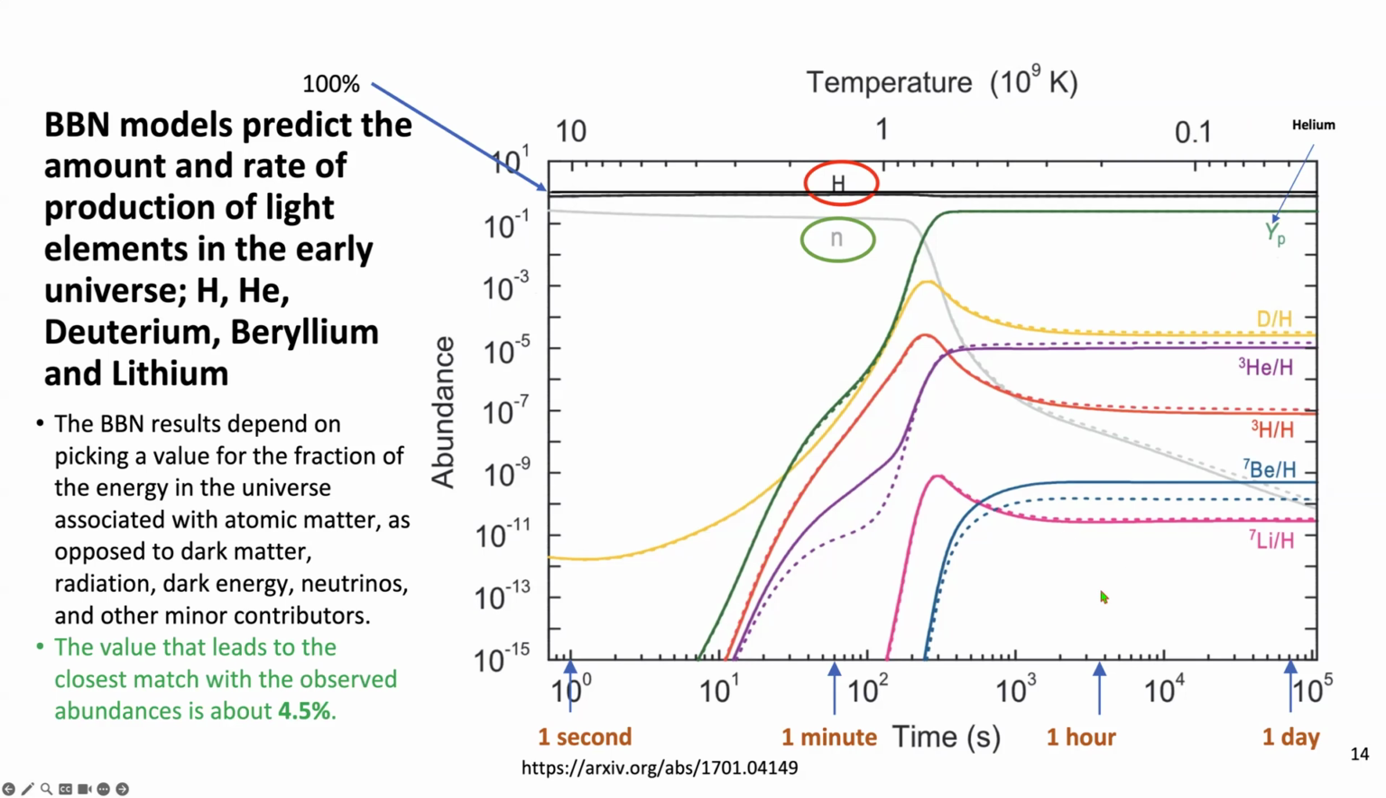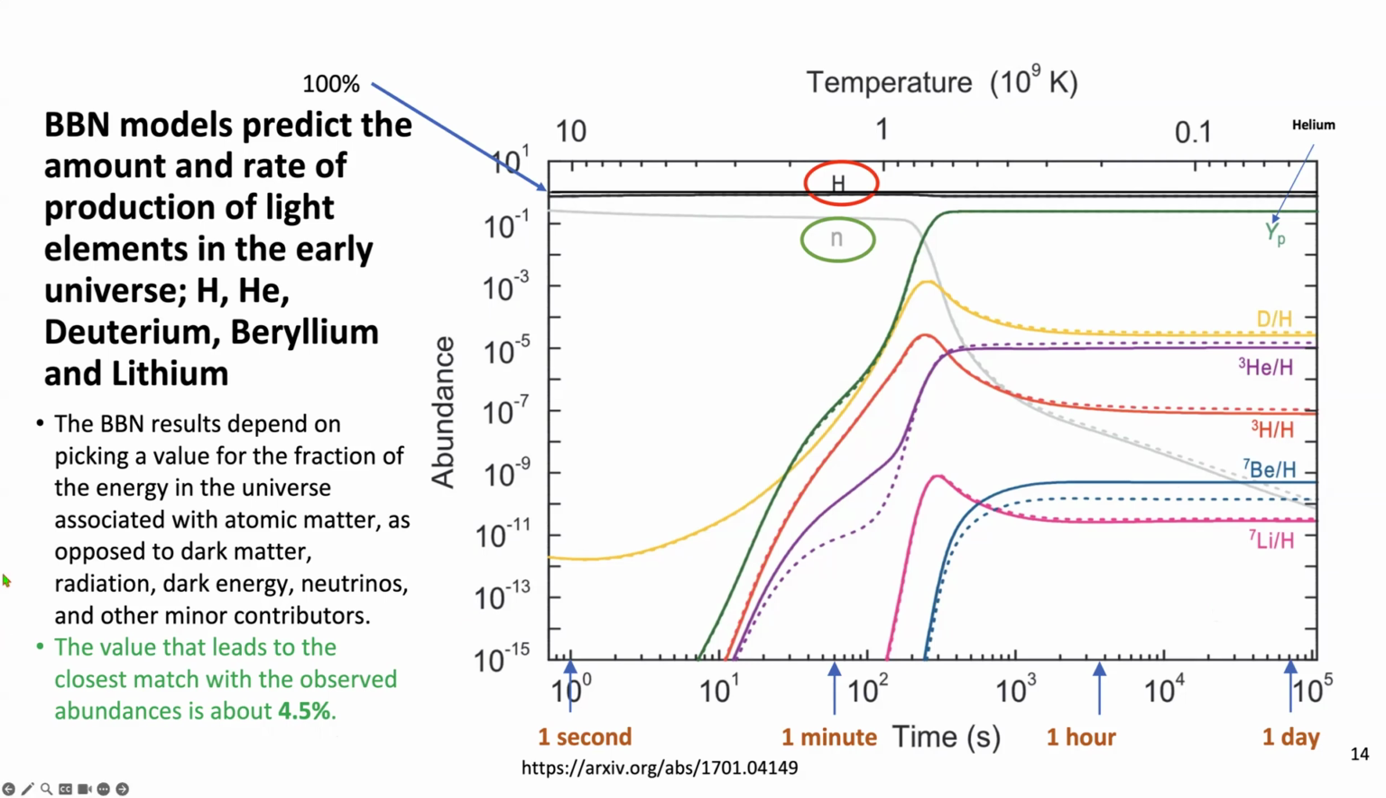Now, to get this kind of model to work, you have to put some parameters in. One of the parameters you have to put in is how much of the universe is in the form of atomic matter and its components. That is atoms, protons, neutrons, and the components that make up protons and neutrons. We'll talk more about those in a bit. So you have to pick a number for how much material was available to form atomic matter. And this kind of result only matches observation if you pick a density of matter of 4.5% of the energy of the universe as atomic matter or its constituents.